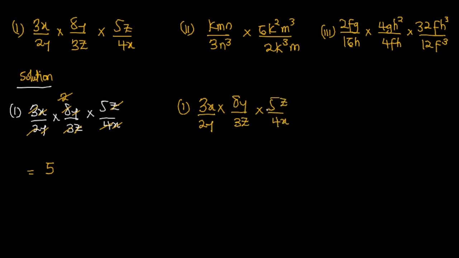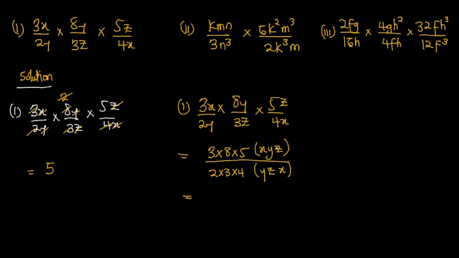Another way you can do this is to multiply everything you have and get your answer. So you can do that by multiplying 3 by 8 by 5. So we have 3 multiplied by 8 multiplied by 5. Then you attach the variables, that is x, y, z. Then all on 2 multiplied by 3 by 4. So 2 multiplied by 3 multiplied by 4. Then you attach the variables y, z, and then x.